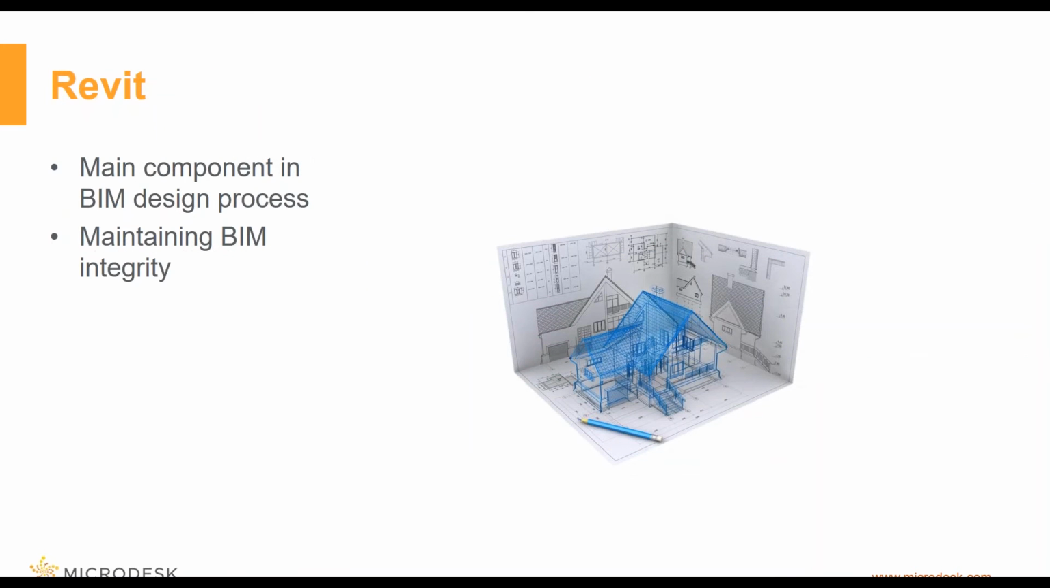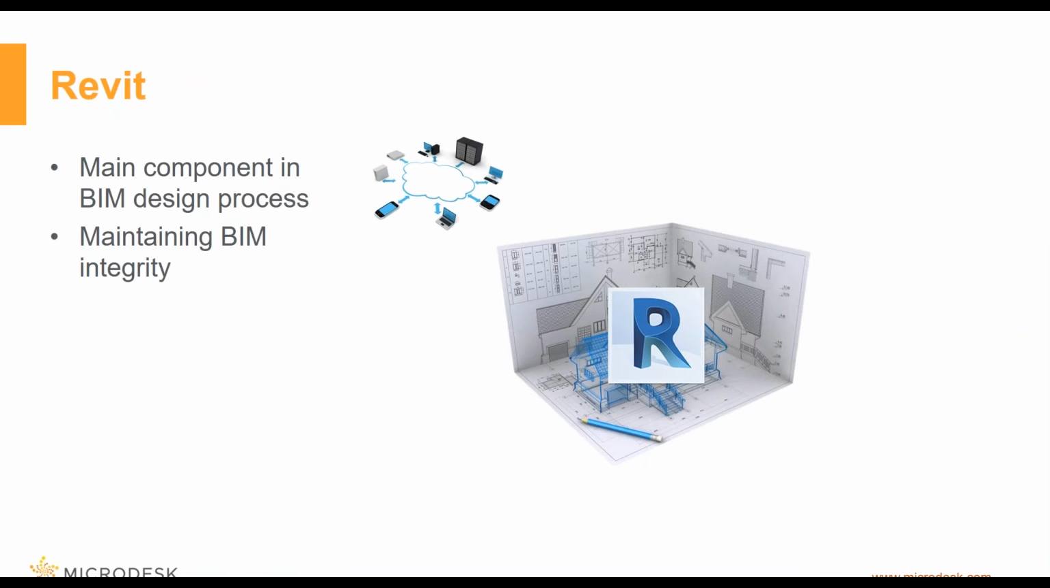Okay. And then from there, we can look at Revit. So this is sort of our hub. This is our main component within our BIM design process. And part of the reason for that is our integrity. What we want to do is maintain the integrity of our data, of our information, so that we're not getting into that sawtooth.